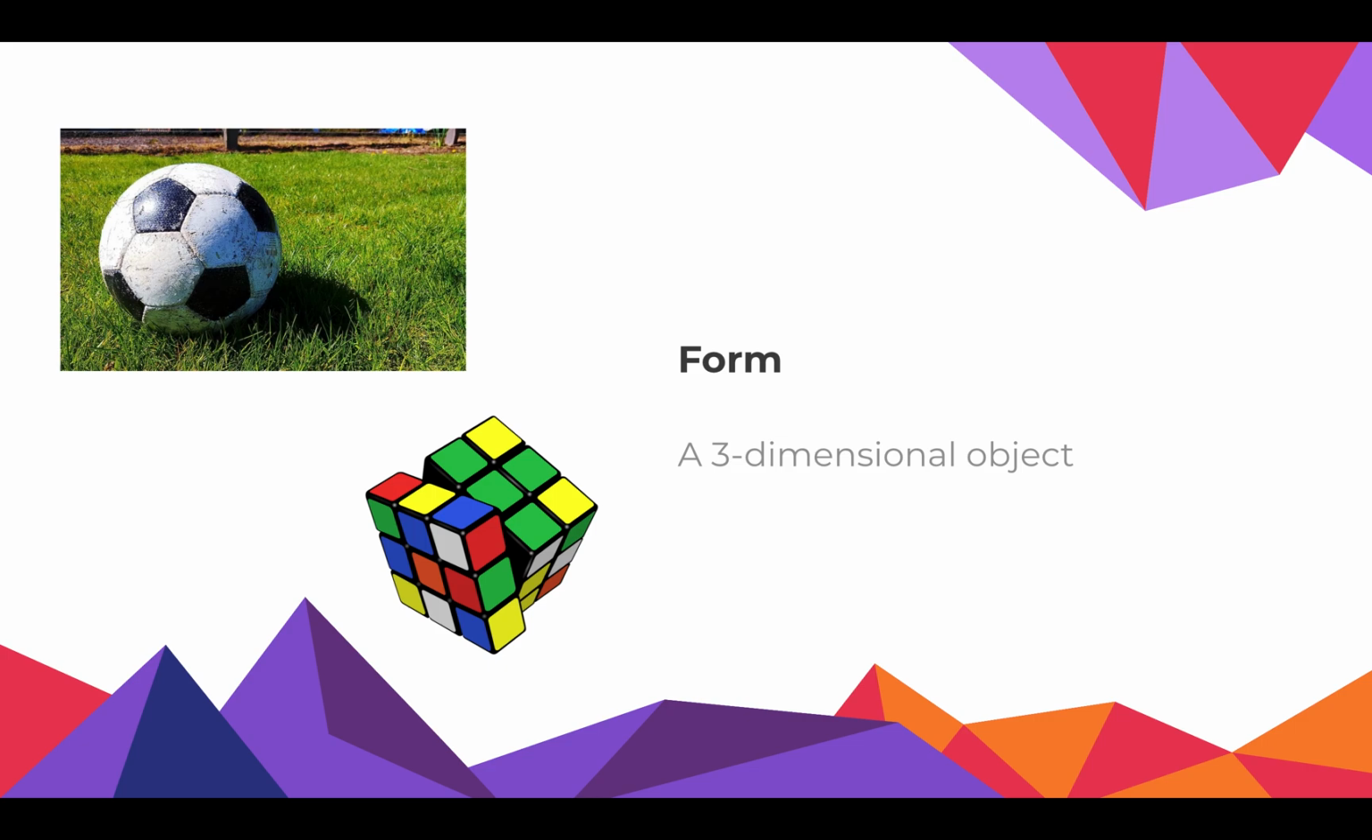Form. Form is a 3-dimensional object. On your box that says form, you can write a 3D object, and you can draw a cube. So a 3-dimensional object is an object that you can pick up and touch and feel.